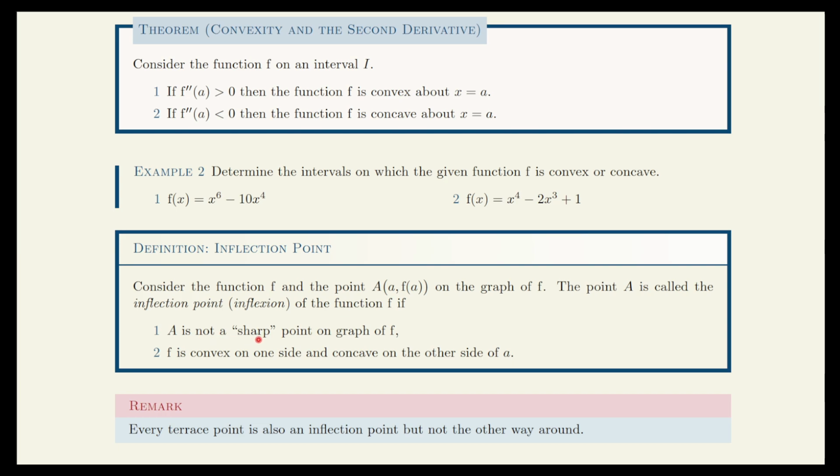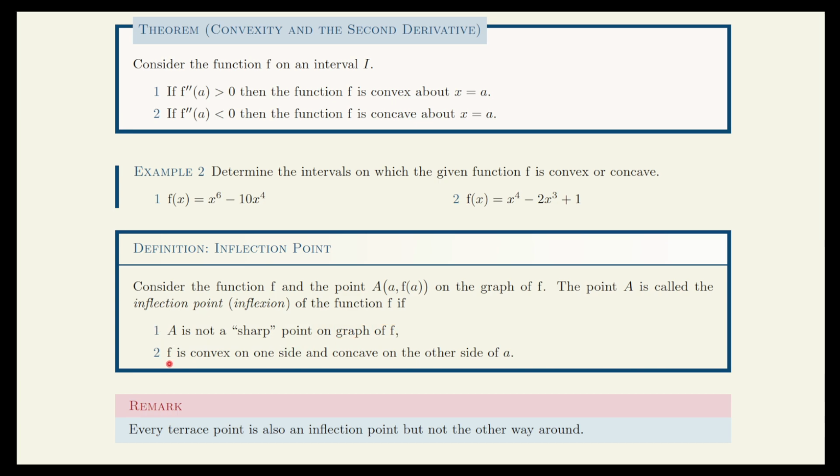If A is not a sharp point on the graph of f, which is not given in the book, but I want you to understand this one as well, f is convex on one side and concave on the other side of A. That's exactly what you need. What I added today is just this thing. Why do you think it is needed to add this?